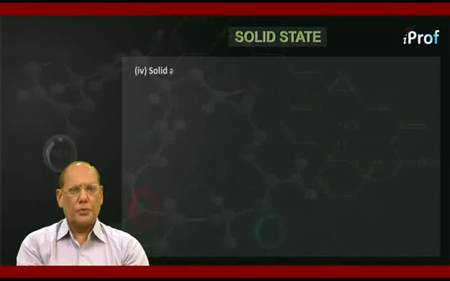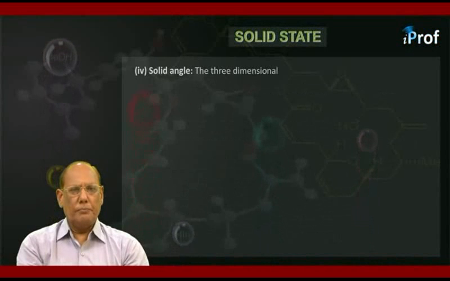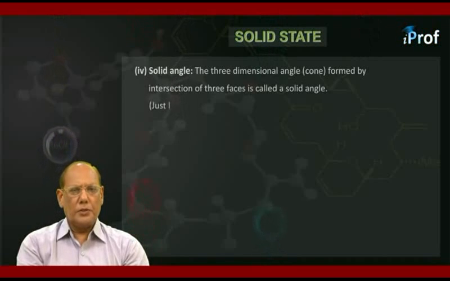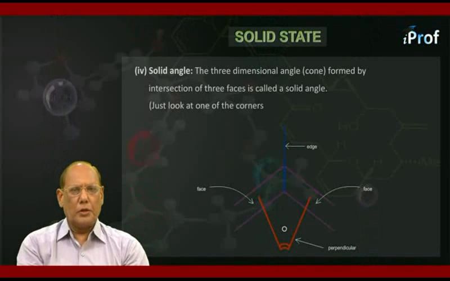Fourth, solid angle. The three-dimensional angle, a sort of cone formed by the intersection of three faces, is called a solid angle. Just look at one of the corners of your room. The following figure will illustrate all the points we have discussed so far.